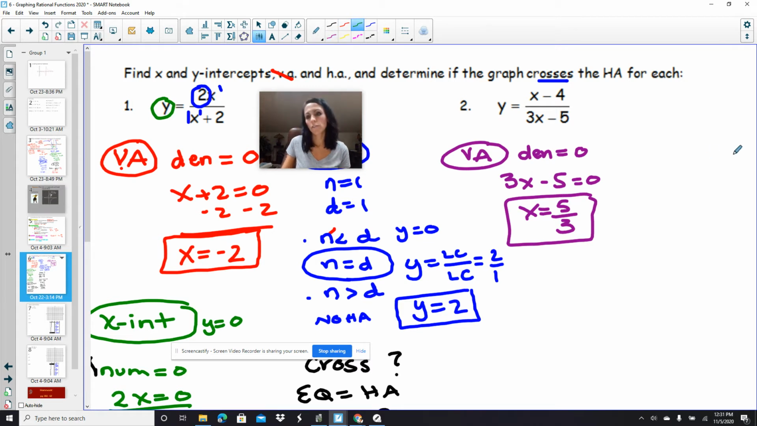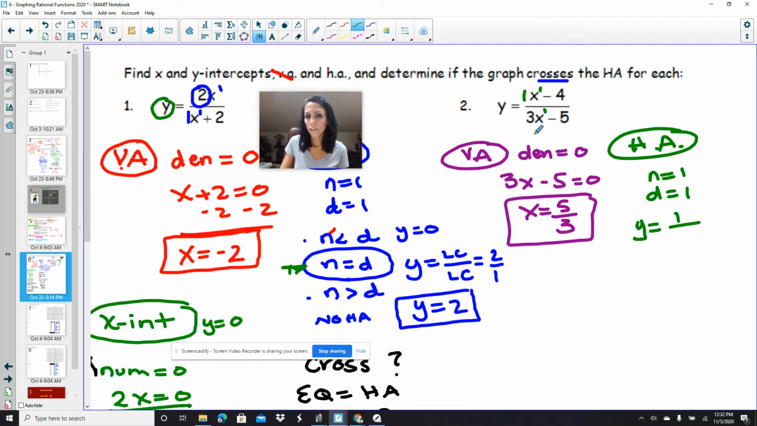All right, let's go to the horizontal asymptote, HA. Remember for this, find n and d. N is the degree of the numerator. D is the degree of the denominator. We have a degree of 1 and 1, so n equals 1, d equals 1. We have the same case over here. Remember, for the horizontal asymptote, y equals the ratio of the leading coefficients, which is 1 over 3. So there we have our horizontal asymptote at y equals 1/3.